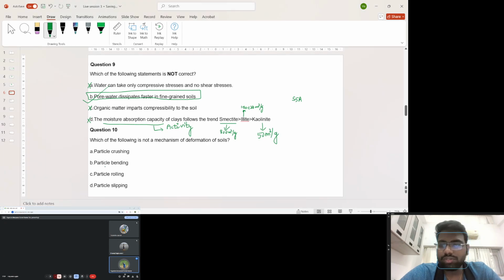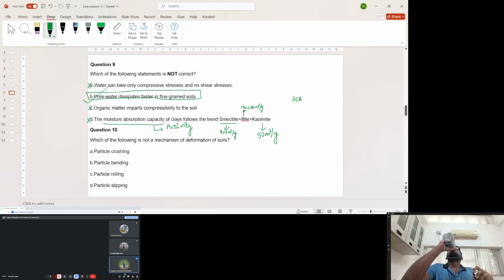Now moving to the next question. Which of the following is not a mechanism of deformation of soils? Option A, particle crushing. Option B, particle bending. Option C, particle rolling. And option D, particle slipping.